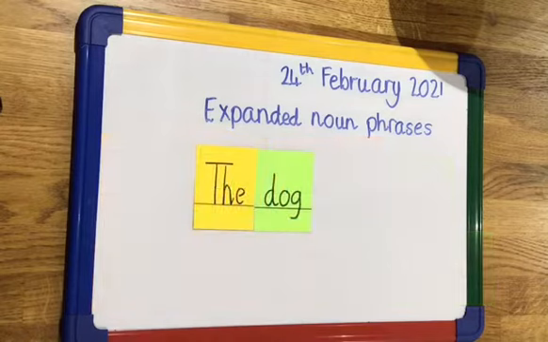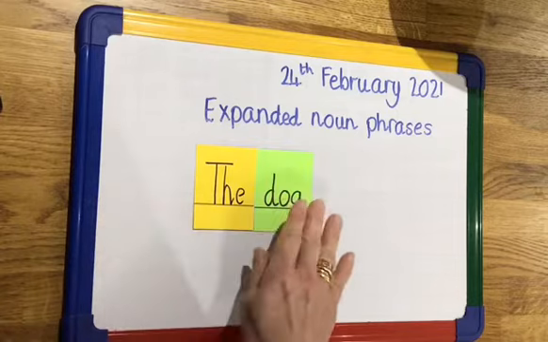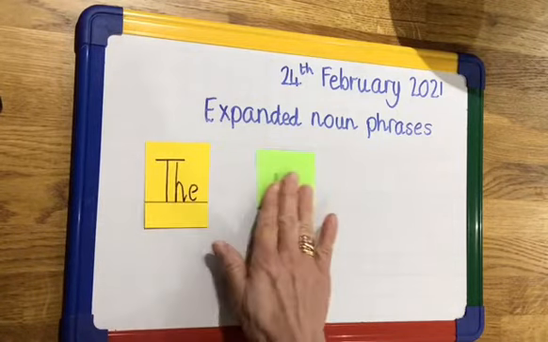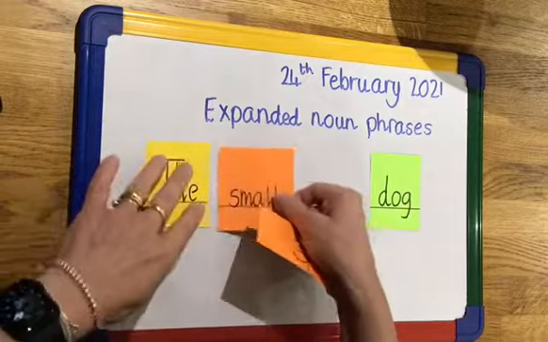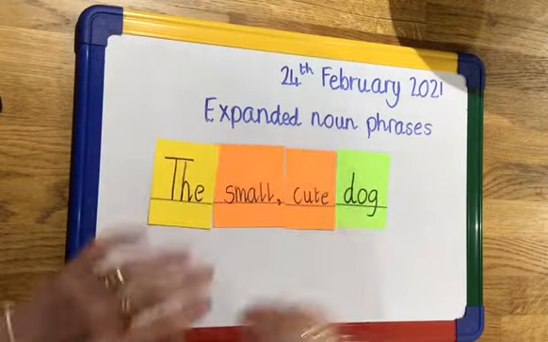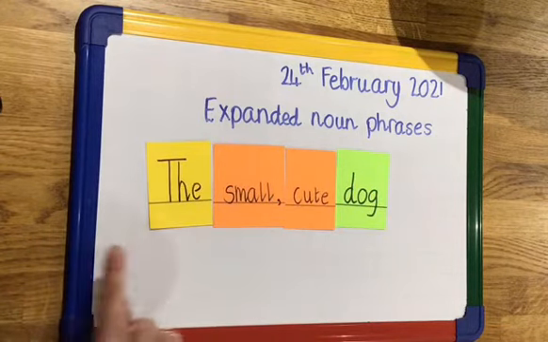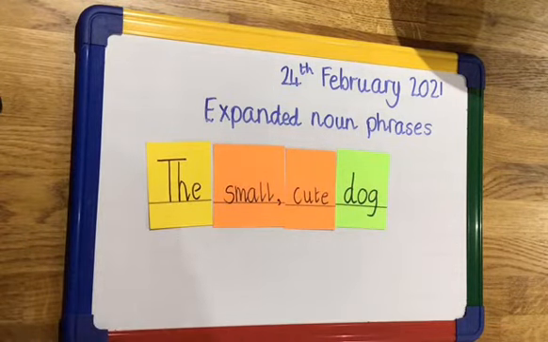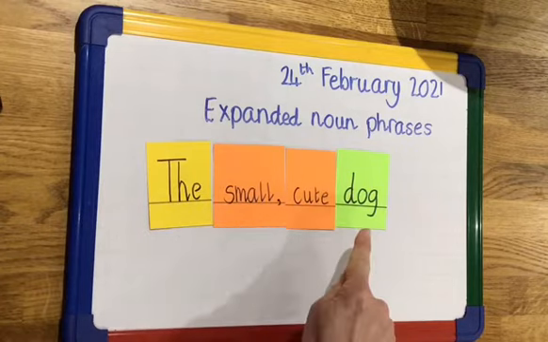So let's have a look at another example. Here is my noun phrase, the dog. It's okay, nothing wrong with writing the dog, but I could make it more interesting by expanding it by adding some adjectives to describe the dog between the determiner, that's the word the, and the word dog. So I'm going to say the small, cute dog. Can you see how I've made my noun phrase bigger? I've expanded it by adding some adjectives in. The small, cute dog.